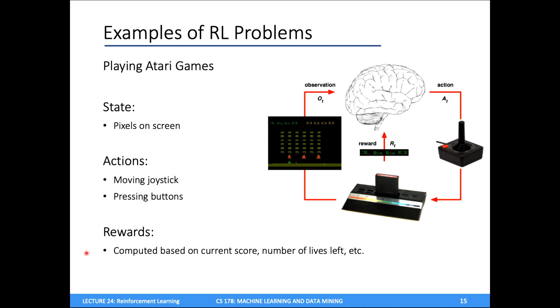And the reward here might be something fairly complex, like computed based on the current score or the number of lives you have left in this game, and so on and so forth. So again, the agent, when it starts out, has no idea what it's even trying to accomplish here. It just knows I need to get a high score somehow. And just through trial and error, essentially, it will discover ways to do this.